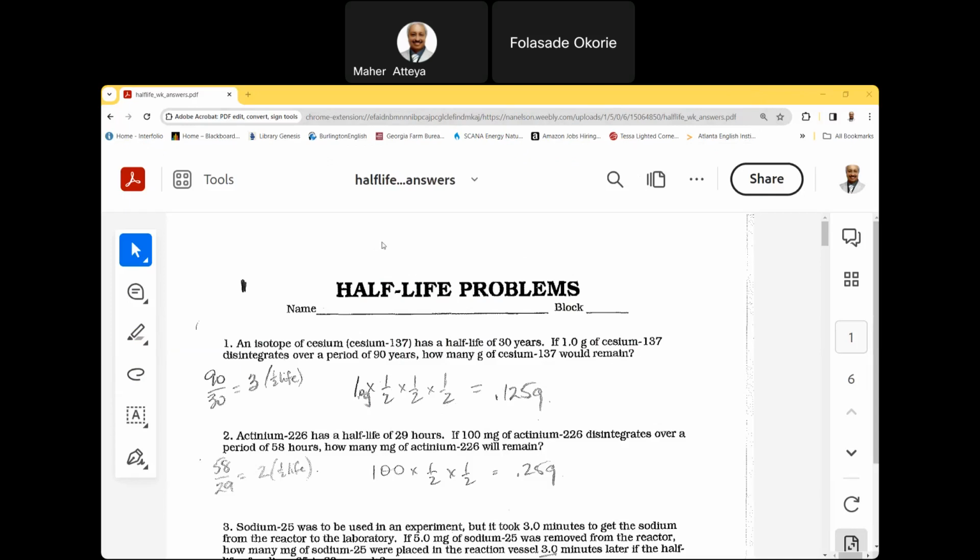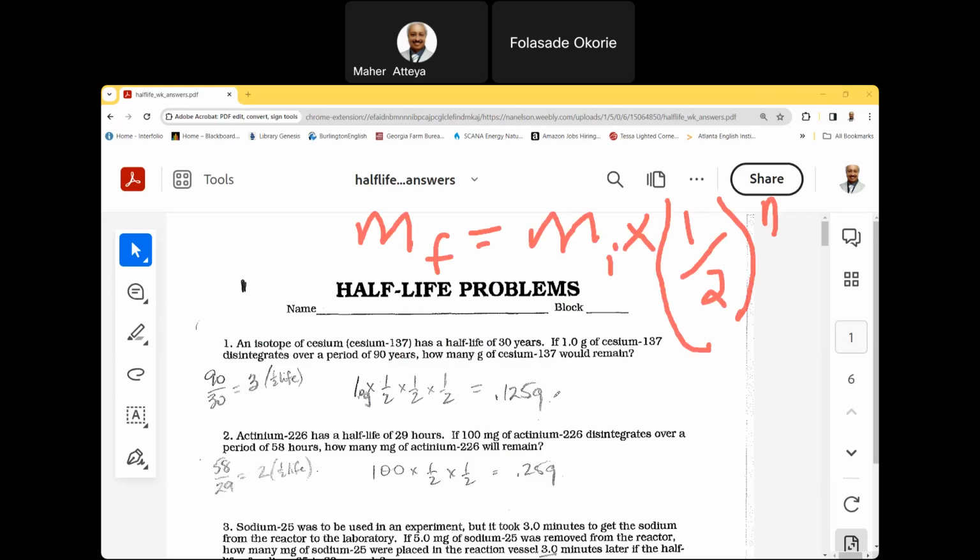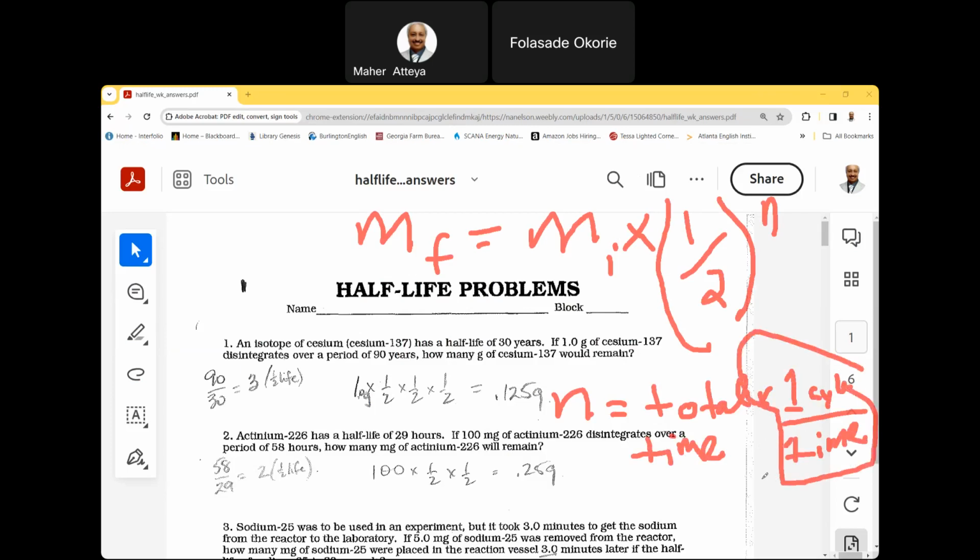The formula is M final equals M initial multiplied by one half to the power N, where N equals total time divided by the half-life, which is one cycle. This one here is our half-life.